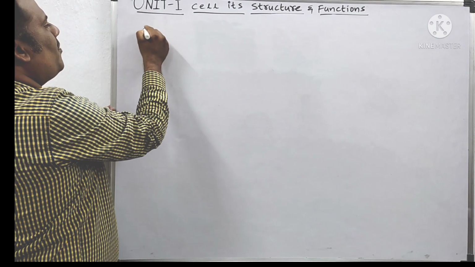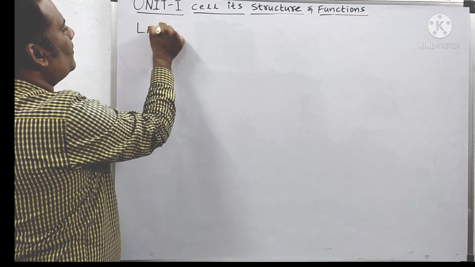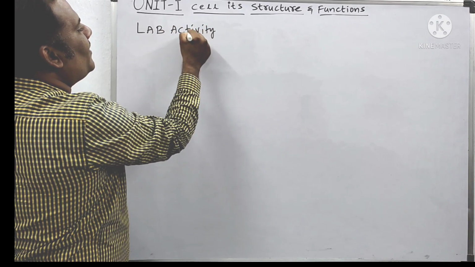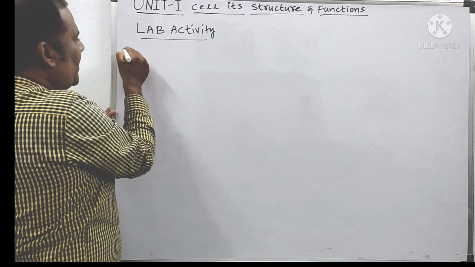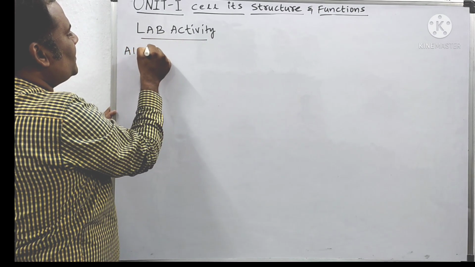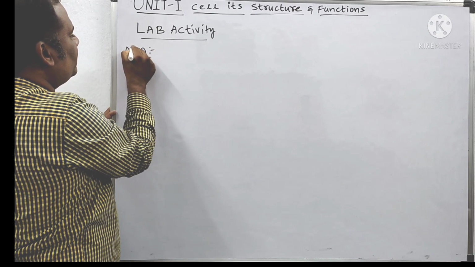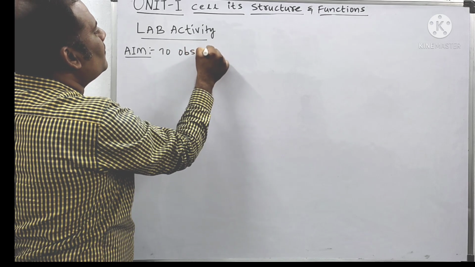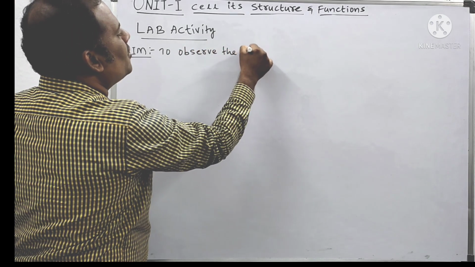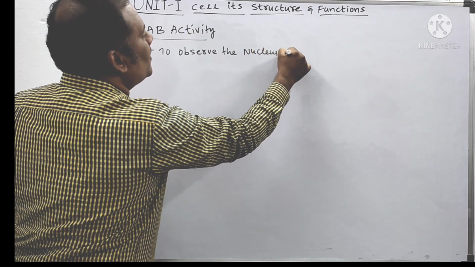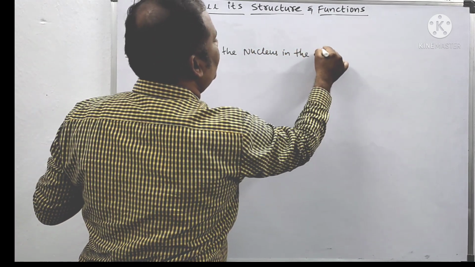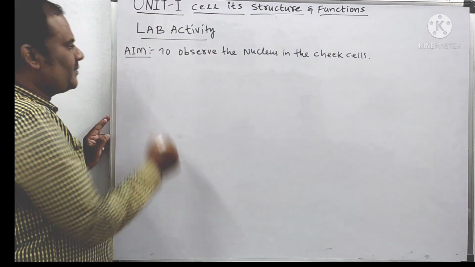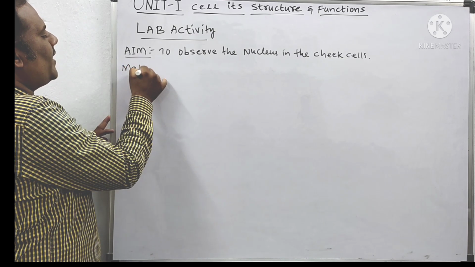Now we are going to learn about a lab activity, one of the very important lab activities in this unit. How to write the lab activity, you know that. First we have to write the aim. The aim is to observe the nucleus in the cheek cells.